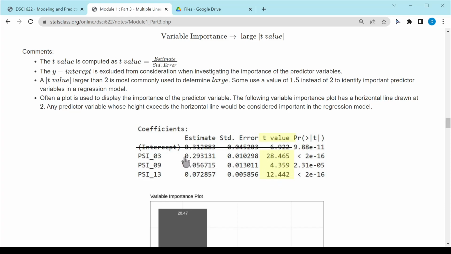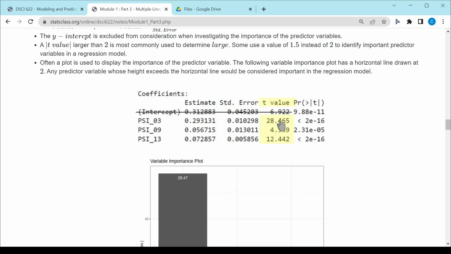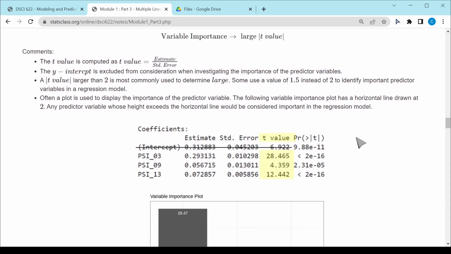Now, if my estimate is negative, my t-value will actually be negative. So what I mean by large here is large in magnitude or large in absolute value. Any t-value that is bigger than 2 is going to be considered large, or that predictor will be important. Some people will use 1.5 instead of 2 to identify important predictor variables.